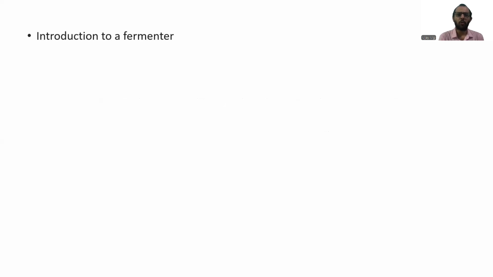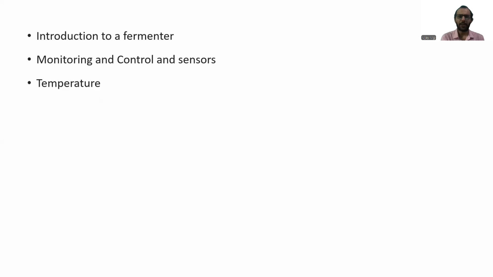The first lecture of this course will be Introduction to a Microbial Fermentation Process and to a Fermenter, where we will learn the basic design of a fermenter and its parts and their significance. The second lecture, on which the entire course is based, is monitoring and control of parameters and sensors used to monitor those parameters. The next lecture will be monitoring and control of temperature.